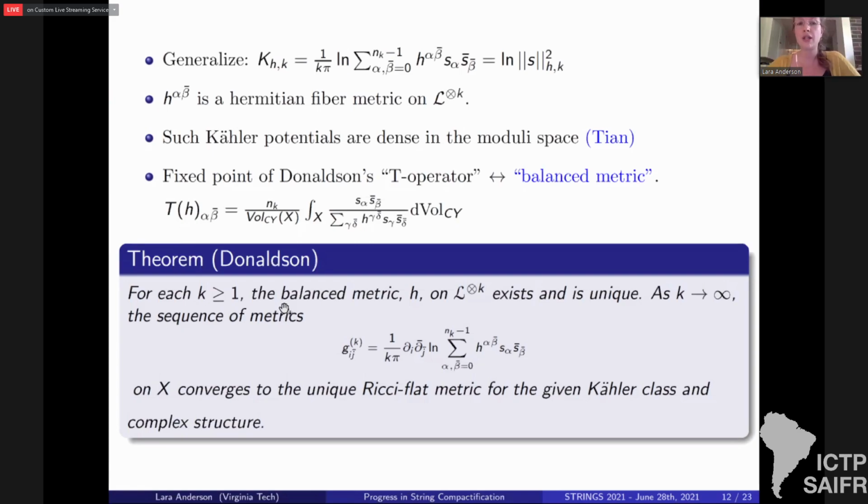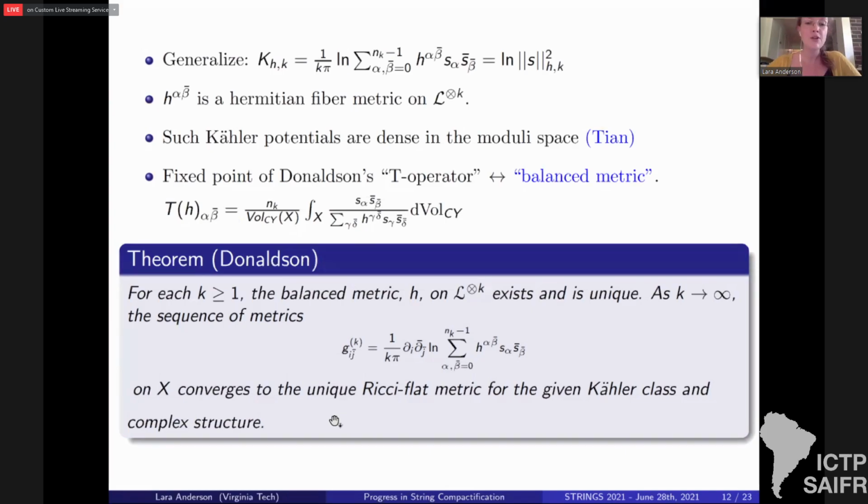Specifically, he showed for each k greater than 1, where this is the twist of the line bundle, a balanced metric, which I'm not going to define here, but is defined as a fixed point of a T operator, which is iterating this fiber metric on the line bundle. This exists and is unique. As k goes to infinity, this sequence of metrics actually converges to the unique Ricci flat metric for the given Kähler class and complex structure.